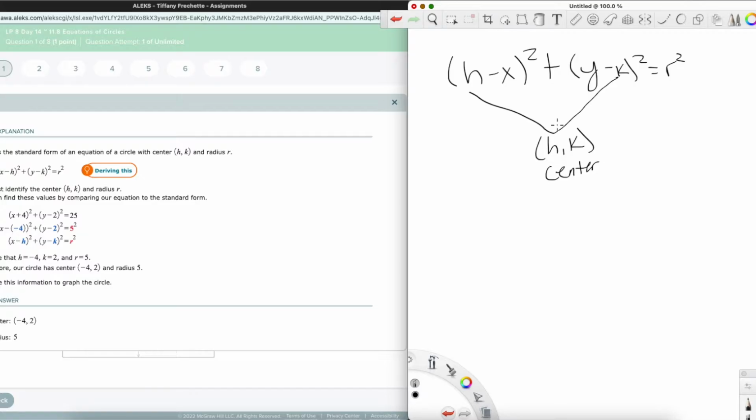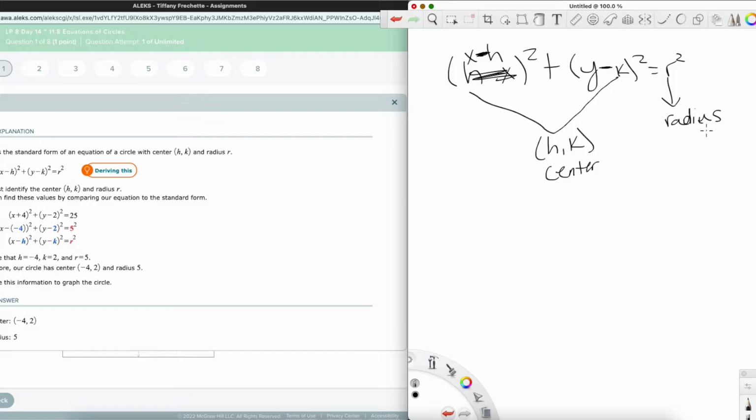Oops. I wrote those backwards, didn't I? It should be X minus H. I don't know why I wrote X the other way. So it's H and then K. And make sure these are minuses in the equation. So if you see plus in your equation, like I see plus here, that means there was 2 minuses. So be careful about that. And this guy is the radius of the circle.